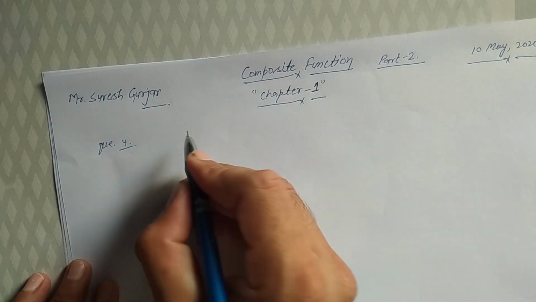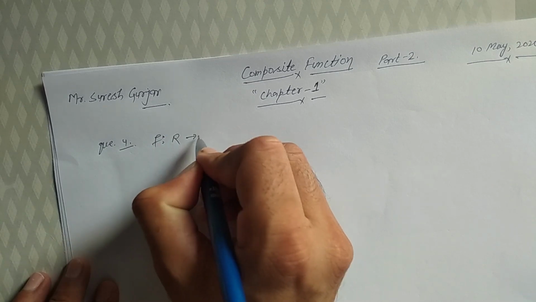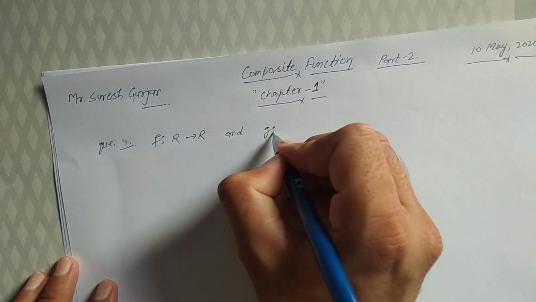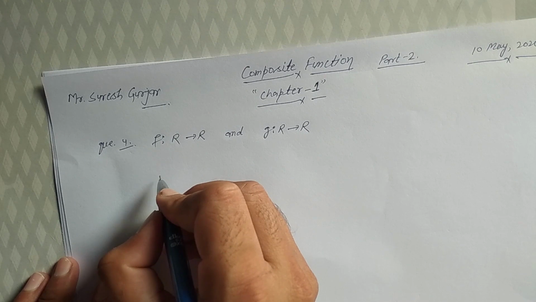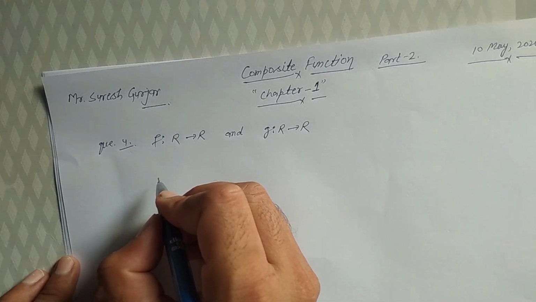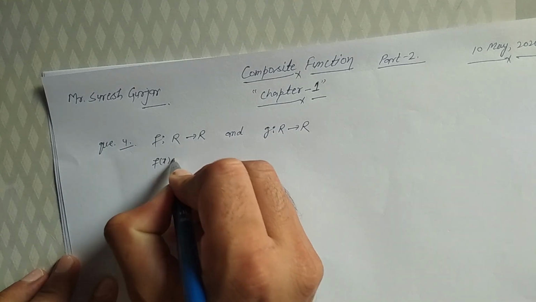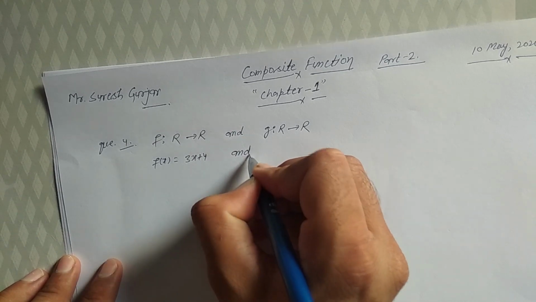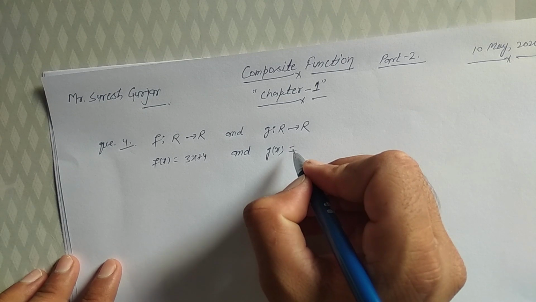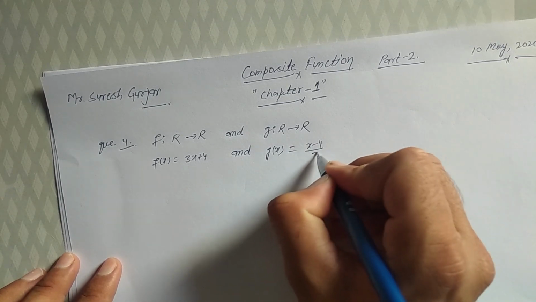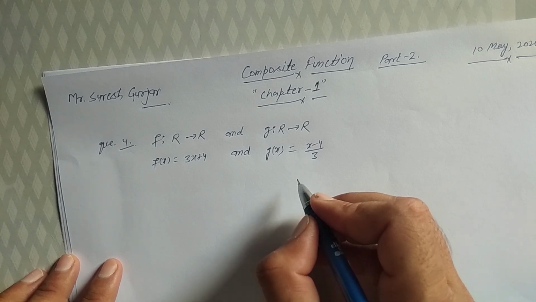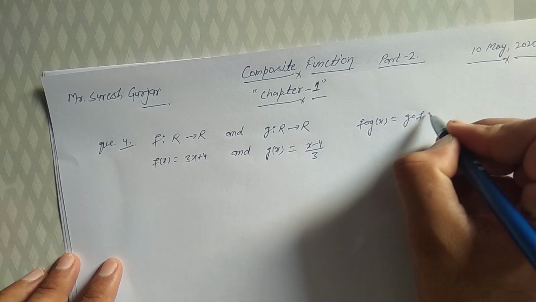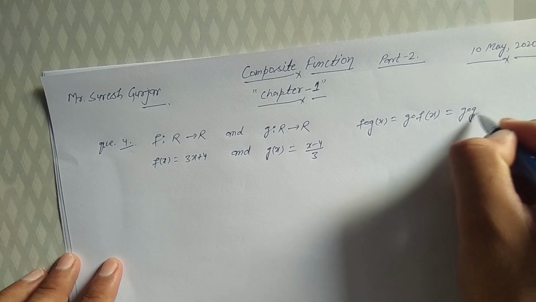If f is a mapping from R to R and g is a mapping from R to R, both functions defined as f(x) = 3x + 4 and g(x) = (x - 4)/3, then find fog(x), gof(x) and gog(1).